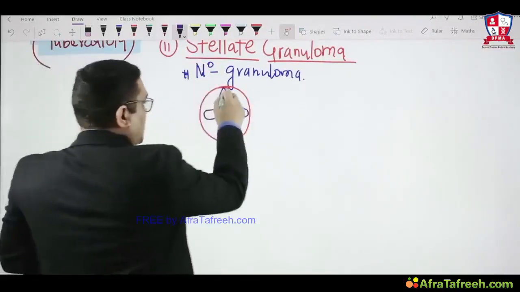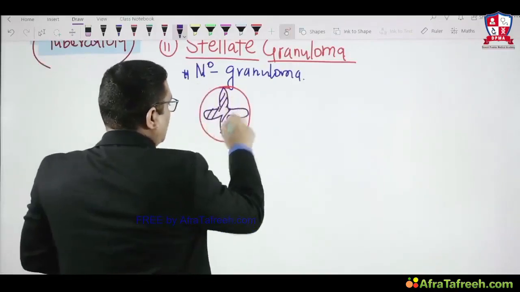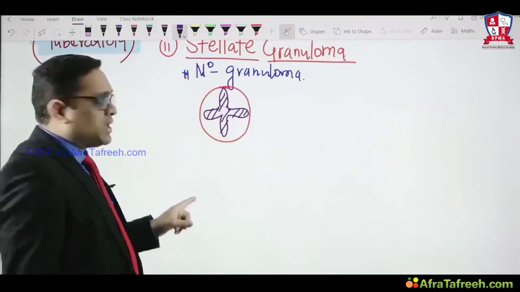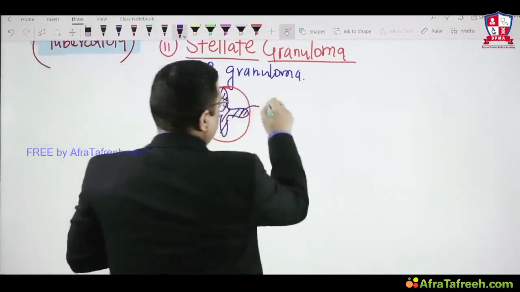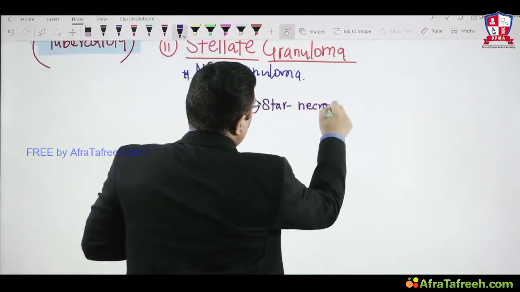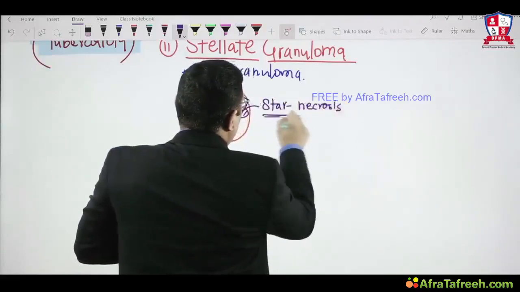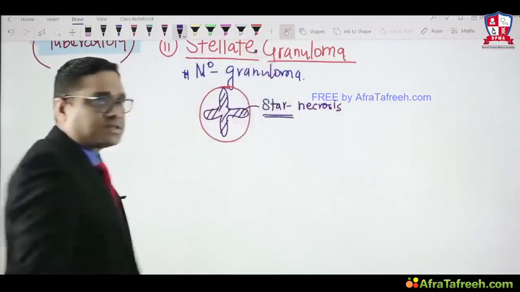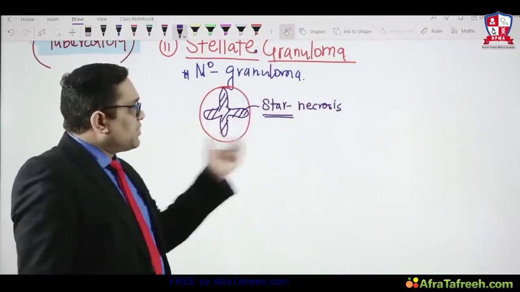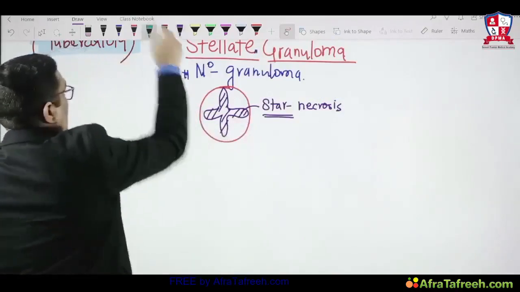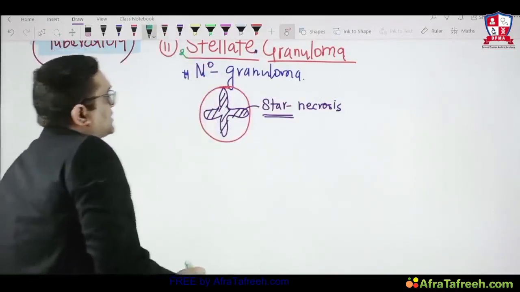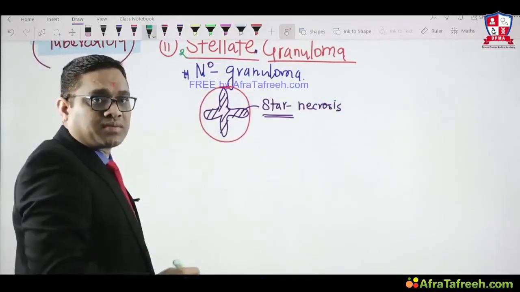Necrosis, right? So these are the star-shaped necrosis in the granuloma because of the neutrophilic enzymes. Neutrophilic enzymes are causing star-shaped necrosis, and because of this, it has been given the name stellate granuloma. So that is why this type of granuloma is called stellate granuloma. The question in the All India exam was: stellate granuloma or stellate abscess is seen in which condition?